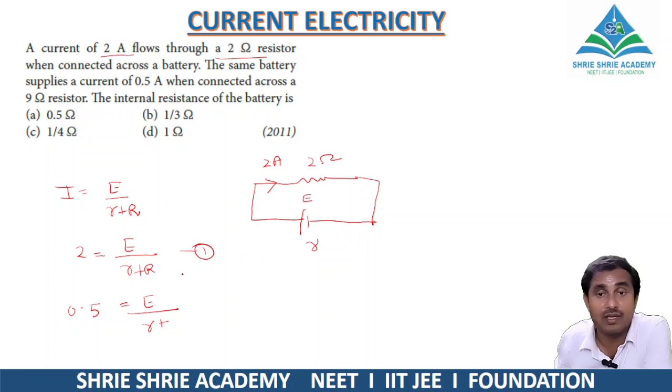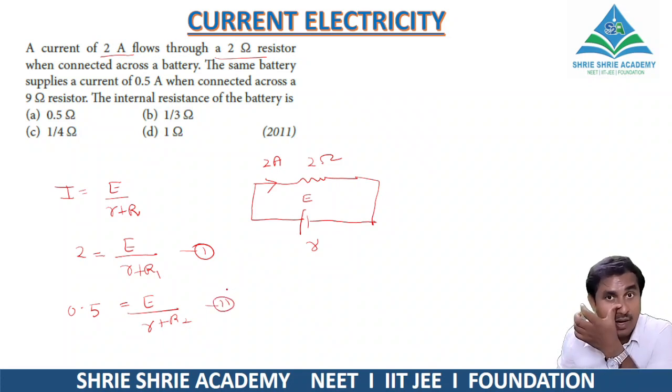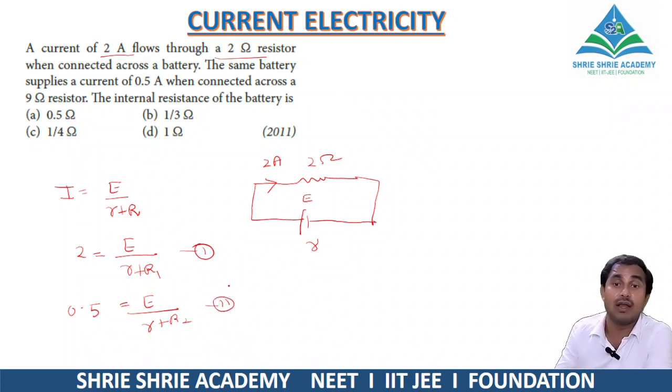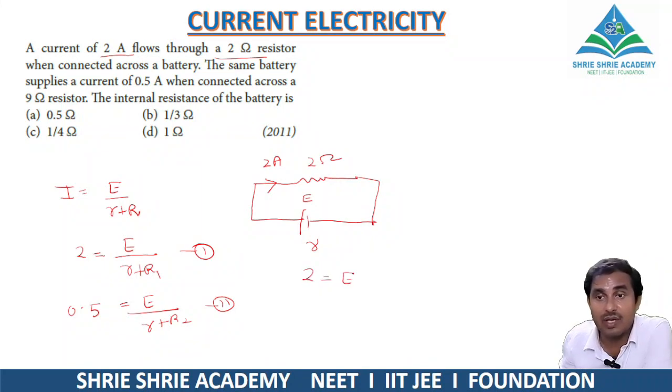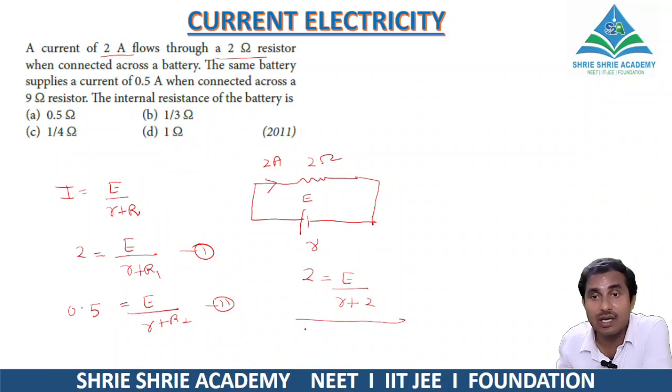So in the first equation, capital R is R1, here let us say R2. R1, R2 we know, 2 ohm and 9 ohm. So if you write the equation, 2 is equal to E divided by small r plus R1, which is given to you as 2 ohm. And the second equation, 0.5 is equal to E divided by small r plus 9.